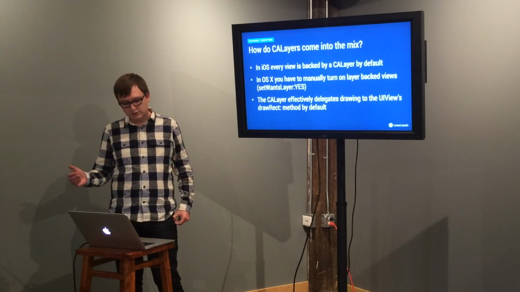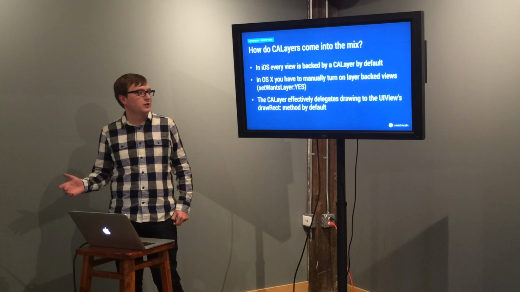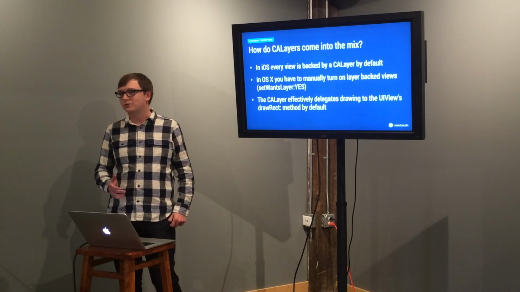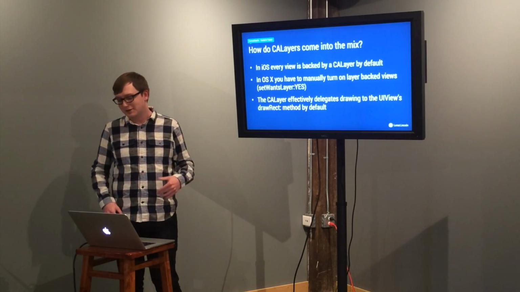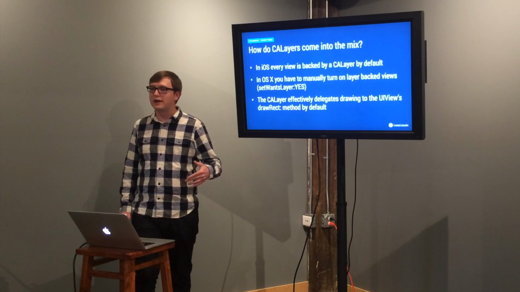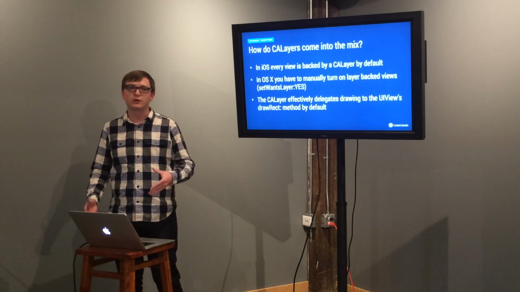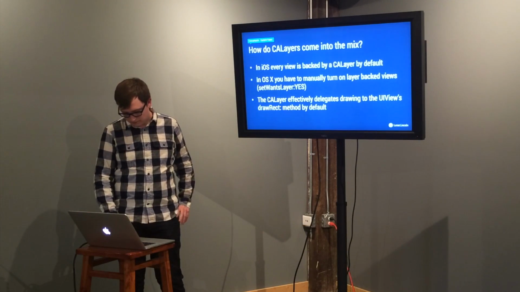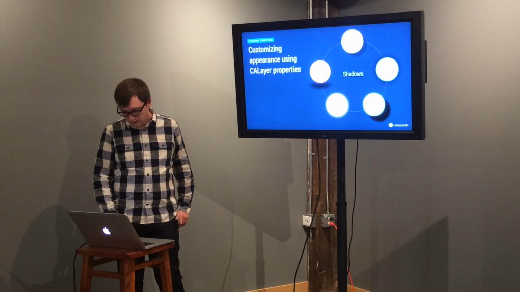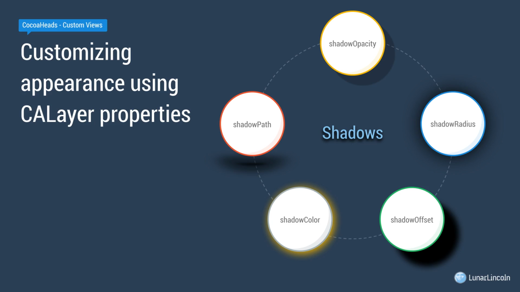CA layers effectively delegate the drawing to the UI view's DrawRect method. So whenever you see that DrawRect method, it's really the layer underneath asking your view to draw its content into a context. So just something to be aware of there. So we can do a lot with CA layers as well, and these will affect the views that we draw.